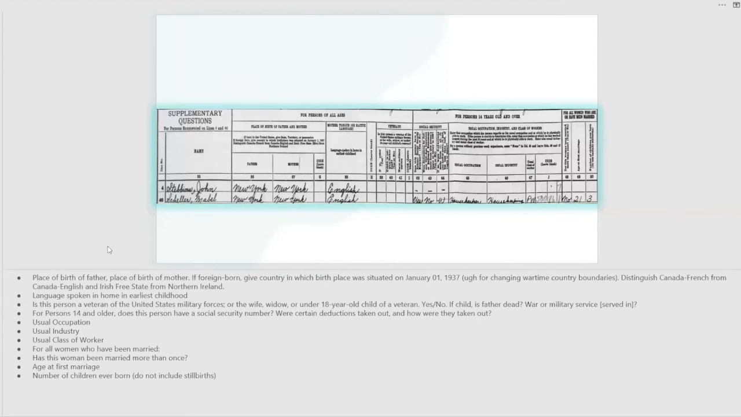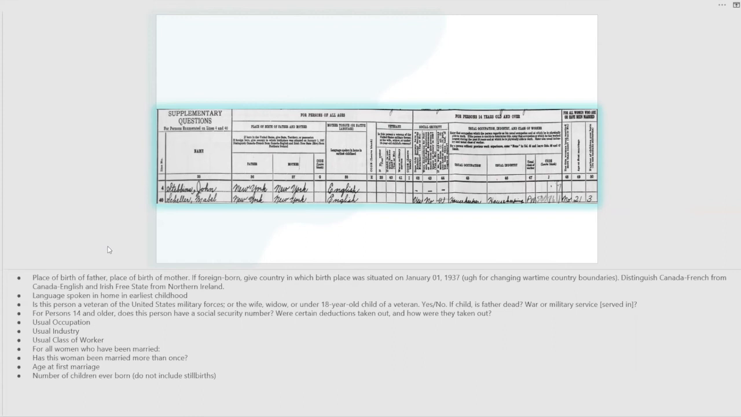Place of birth of father, mother, if foreign born, give the country. The birthplace was situated as of January 1st of 1937. So it's specific to exactly when World War II started to kind of break out. Distinguished Canadian French from Canadian English, and Irish Free State from Northern Ireland.